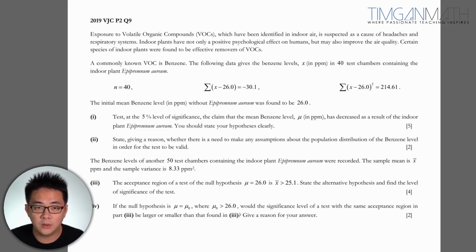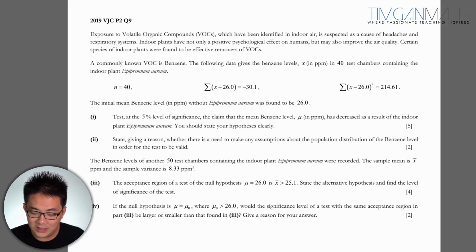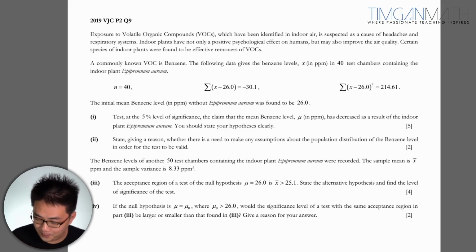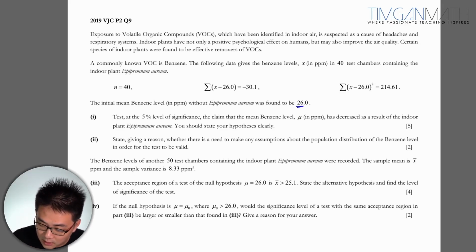40 test chambers containing the indoor plant, I'm not sure what this is, Epipremnum aureum. Initially the mean benzene level without this was found to be 26. Now the question is to test at 5% level of significance whether it has decreased.